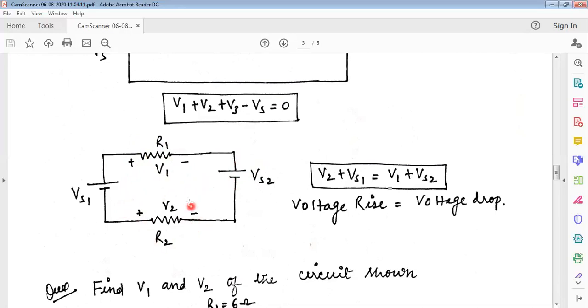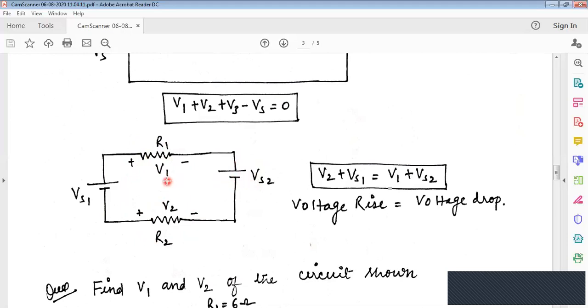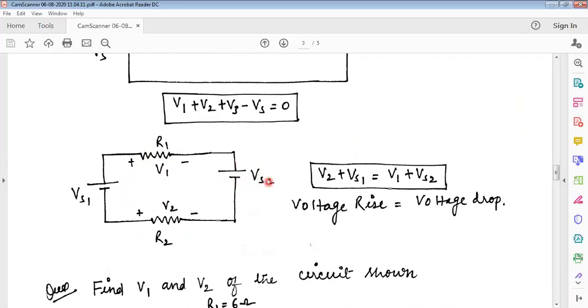So the total voltage rise is your Vs1 plus V2. It should be equal to the total drop. The total drop is your V1 and Vs2. So voltage rise is equal to voltage drop in a closed circuit. This is called Kirchhoff's voltage law.